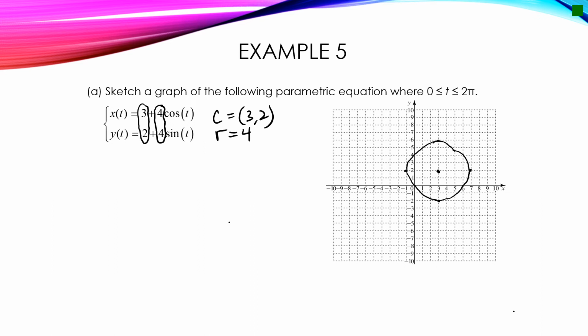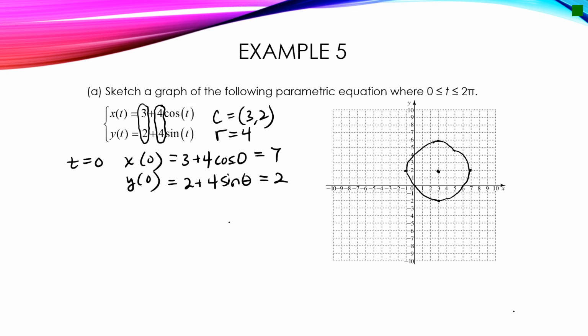And then the only thing else I need to do is determine where this circle starts and in what direction it goes. What I would recommend, you don't have to input too many values, but let me start with t equals 0. If t equaled 0, what would x of 0 be and what would y of 0 be? Well, x of 0 would be 3 plus 4 times the cosine of 0, which would give me 7. And y of 0 would be 2 plus 4 times the sine of 0, or 2. So let me find 7, 2. 7, 2 is right here. So that's my start point, at t equals 0.